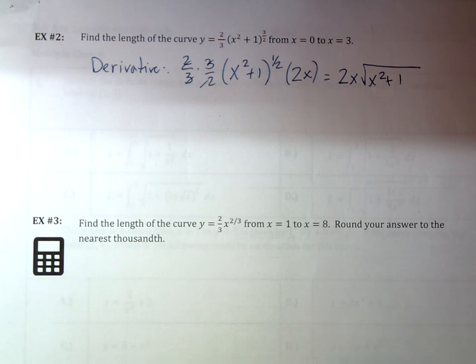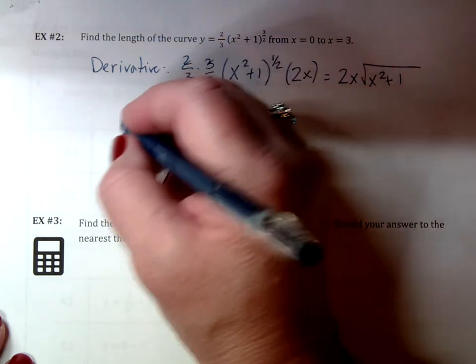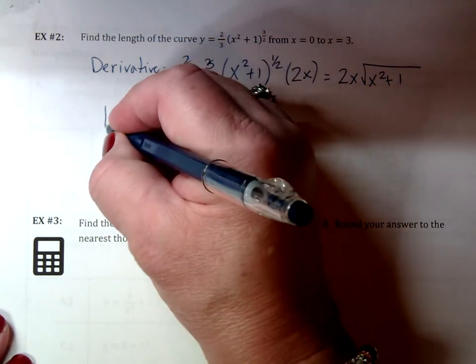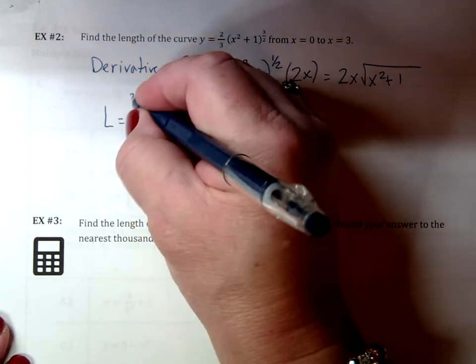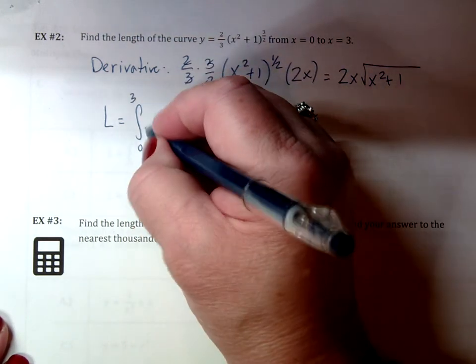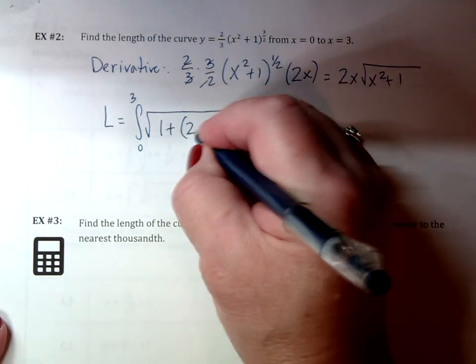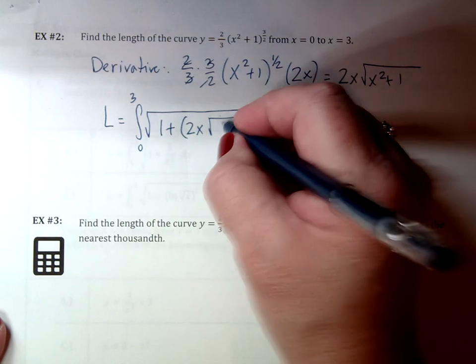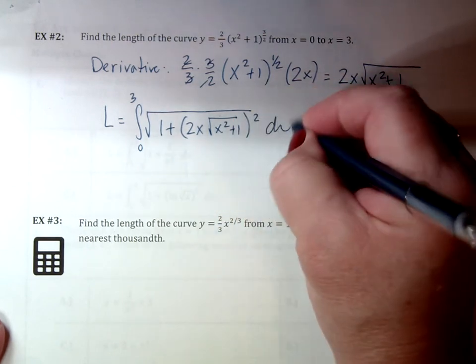Again, I'm putting it as a root because you're ultimately going to have to square it, and it's easier to see how to square it. So if you've got square roots involved, most times you probably want to do that. Here goes my length formula. The integral from 0 to 3, and I have a big old square root of 1 plus, the derivative 2x square root of x squared plus 1, squared, with respect to x.